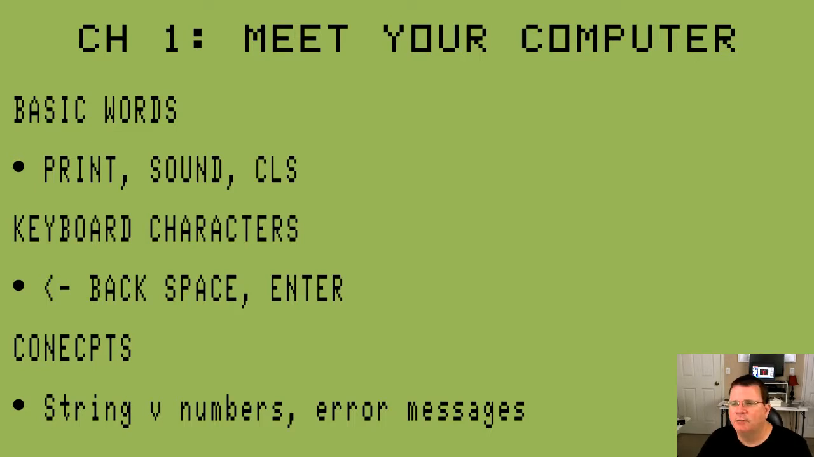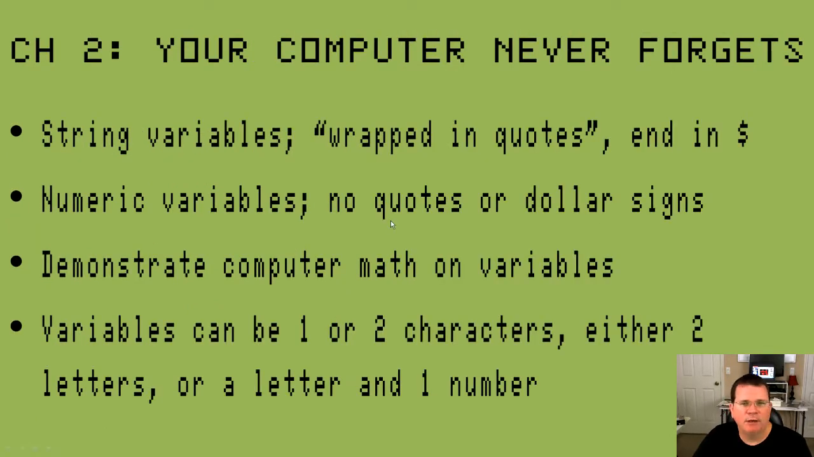the concept of a string versus a number, and error messages. And so just to remind you, strings are wrapped in quotes. They have quotes wrapped around them, and they are strictly text. A string variable has a $ sign at the end. A numeric variable is strictly a number. There is no quotes around it, and there is no $ sign after that variable letter. So that is a little bit of what Chapter 1 introduced us to.